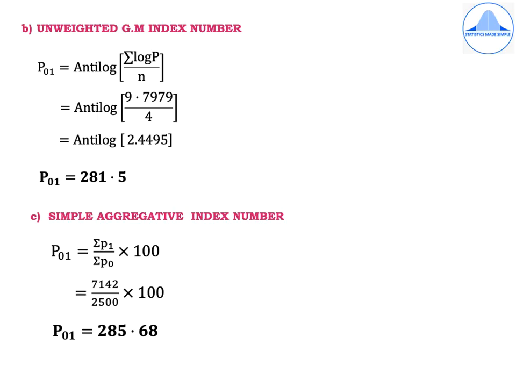The third subdivision, simple aggregative index number. The formula is P01 equal to summation P1 by summation P0 into 100. So in the given table in the problem, if you add all the P1 values, you'll get summation P1 as 7142, and when you add all the P0 values, summation P0 will be 2500. So you'll get 7142 divided by 2500 into 100, or P01 is equal to 285.68.